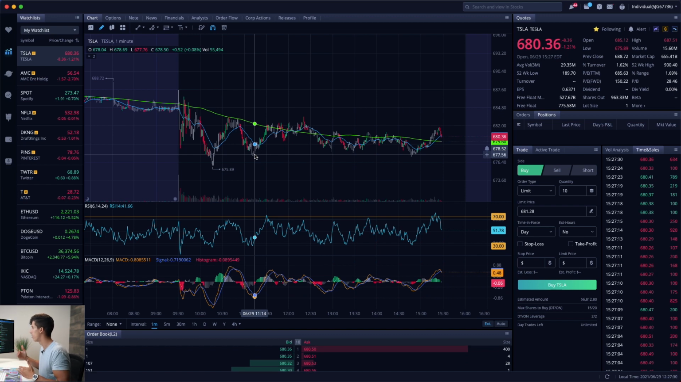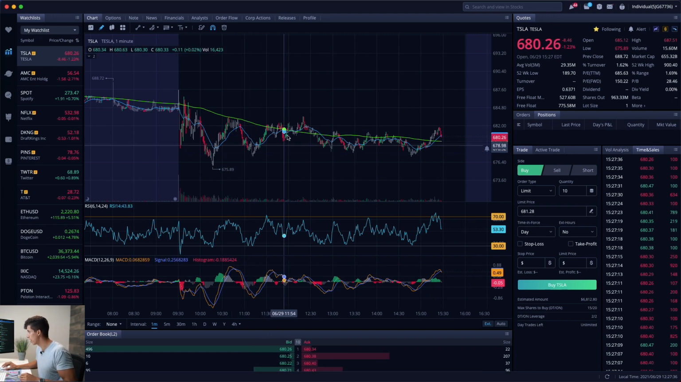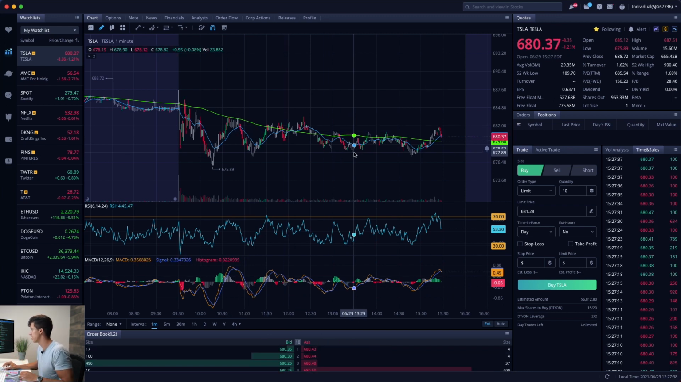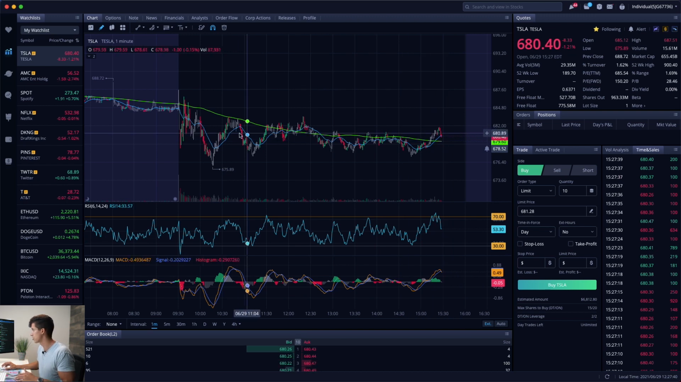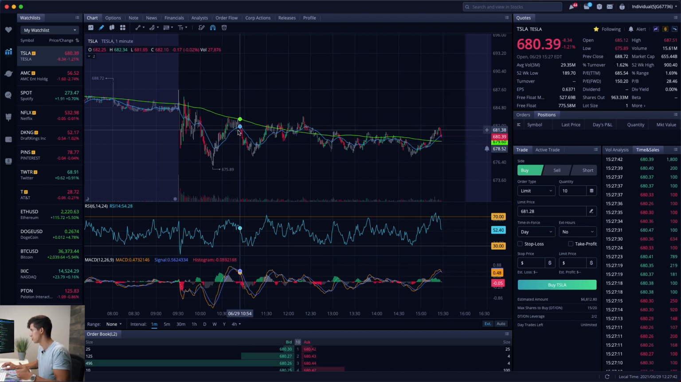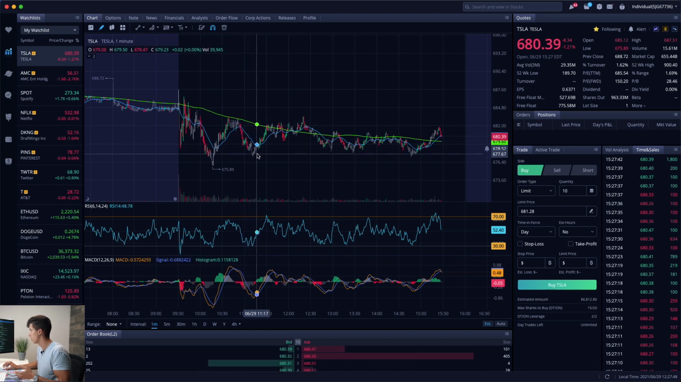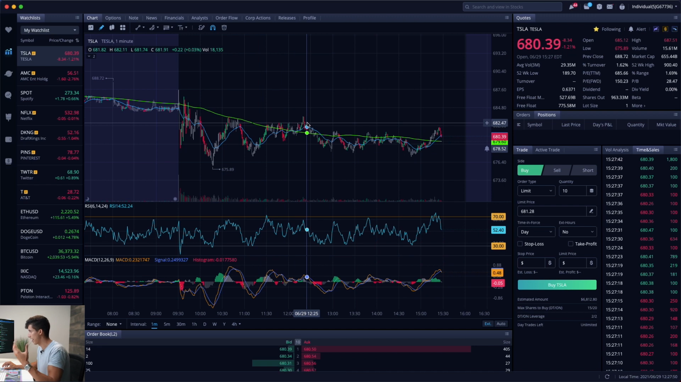Really anything above 680 was a very common support range, meaning that it bounced very often here, which led to it pulling back. So I would add more to my short position. Every time that Tesla would get rejected by the SMA line, it would sell off. I would cover my short, and then it would pick right back up. I would add more to my short.